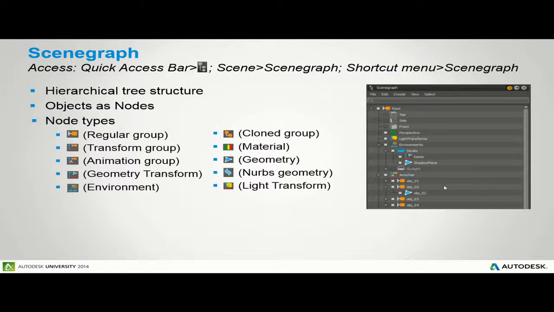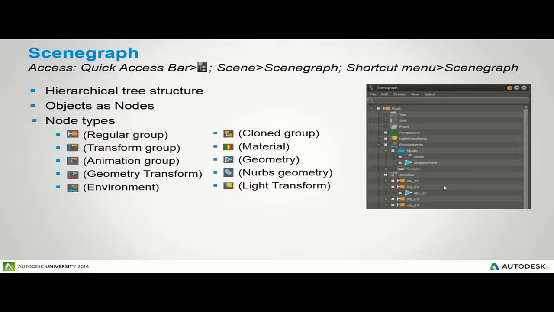They are listed in a hierarchical fashion in a tree structure. All the objects that are listed are called nodes. In front of each one of them, as you can see, is a different type of icon. That indicates the type of node. Why is this important? Because we need to know what kind of node we are looking at. So we can have regular group nodes, transform group, animation, all those different kinds of nodes. You can just read them later.